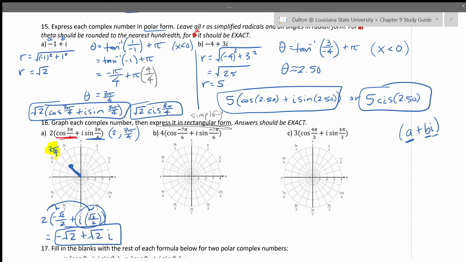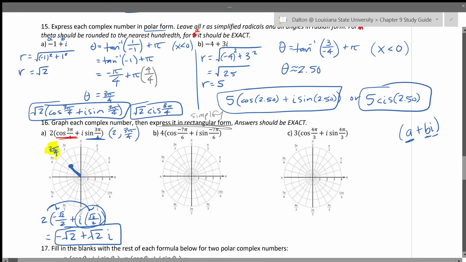Part B, let's graph it first. Negative 7 pi over 6. Well, notice that positive 7 pi over 6 is here. So that means we start at 0 and we go this whole distance to get there. So if I start at 0 and I go that 7 pi over 6 distance in the other direction, I'm going to end up at this point here at 5 pi over 6. That's the same thing as negative 7 pi over 6. So here's my angle. And r is 4, so I'm going to go 4 in the direction of that angle and then connect that point with the pole. So there's the complex number.